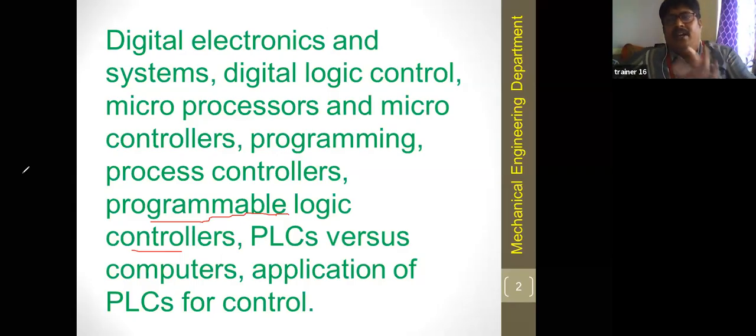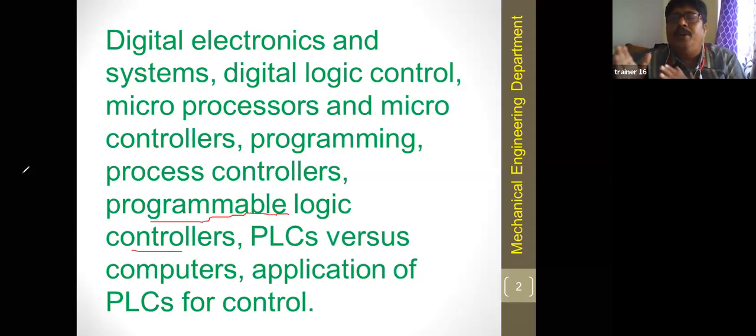SCADA is not required for us. In our mechanical field, PLC is linked with mechanical, but PLC is purely an ECE subject, programmable logic controllers. But this programmable logic controller is linked with mechanical devices. Programmable logic controller is nothing but a program.